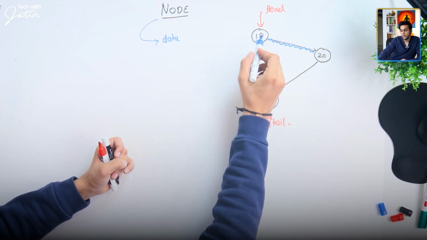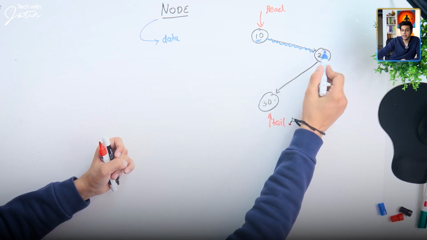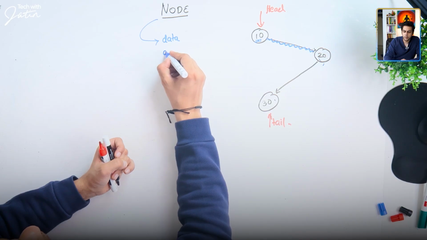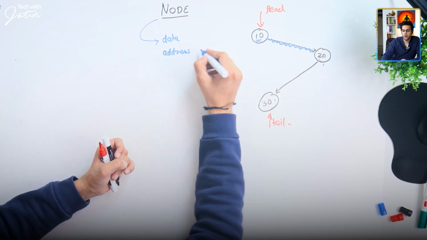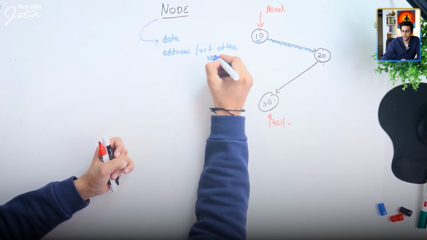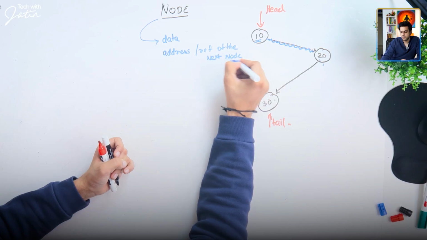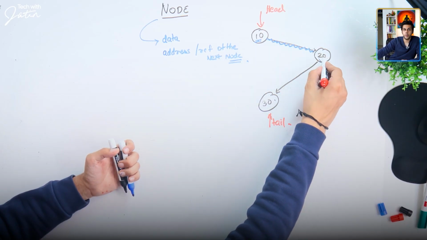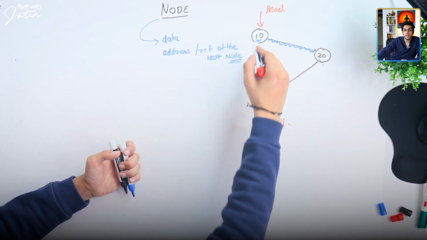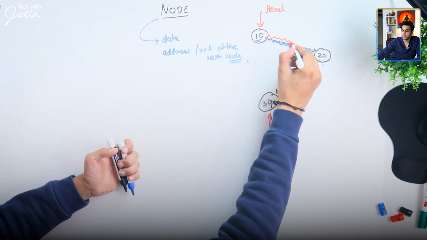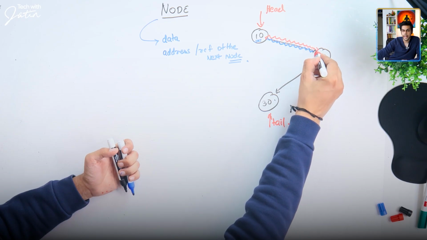It basically knows from this particular node how to go to the next node. It has the address, or I can just say the reference, of the next node. Over here, you see 10 is connected to 20. 10 is not connected to 30. 10 does not even know that 30 exists. It only knows the address or the reference of the next node.